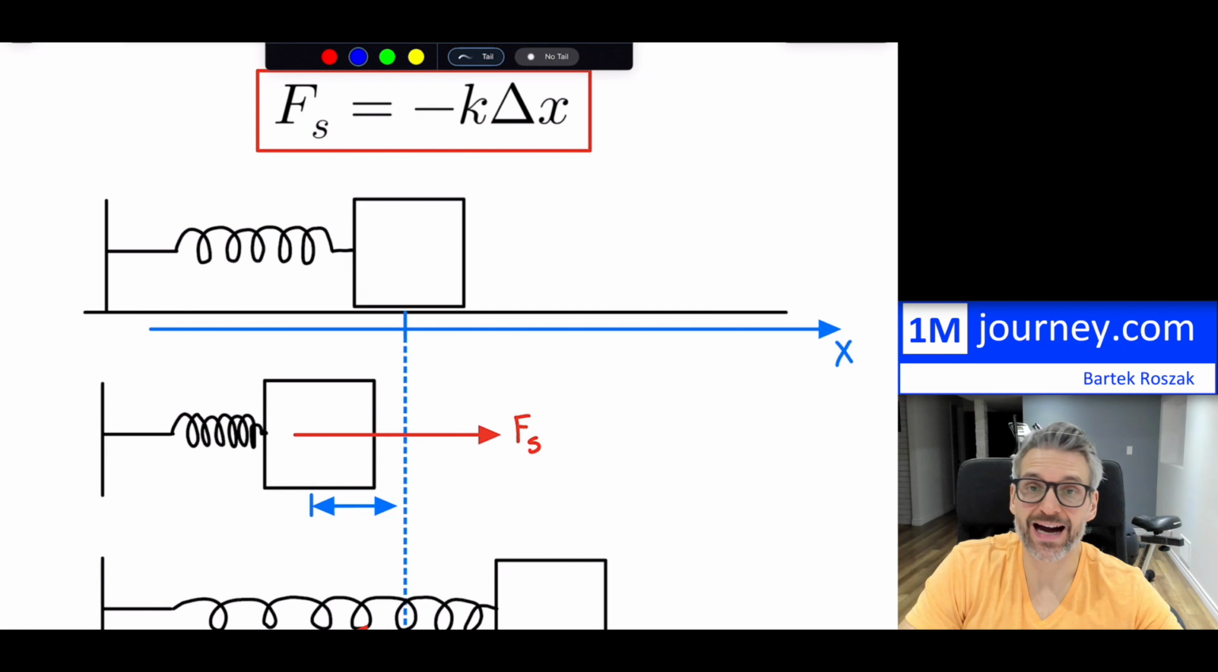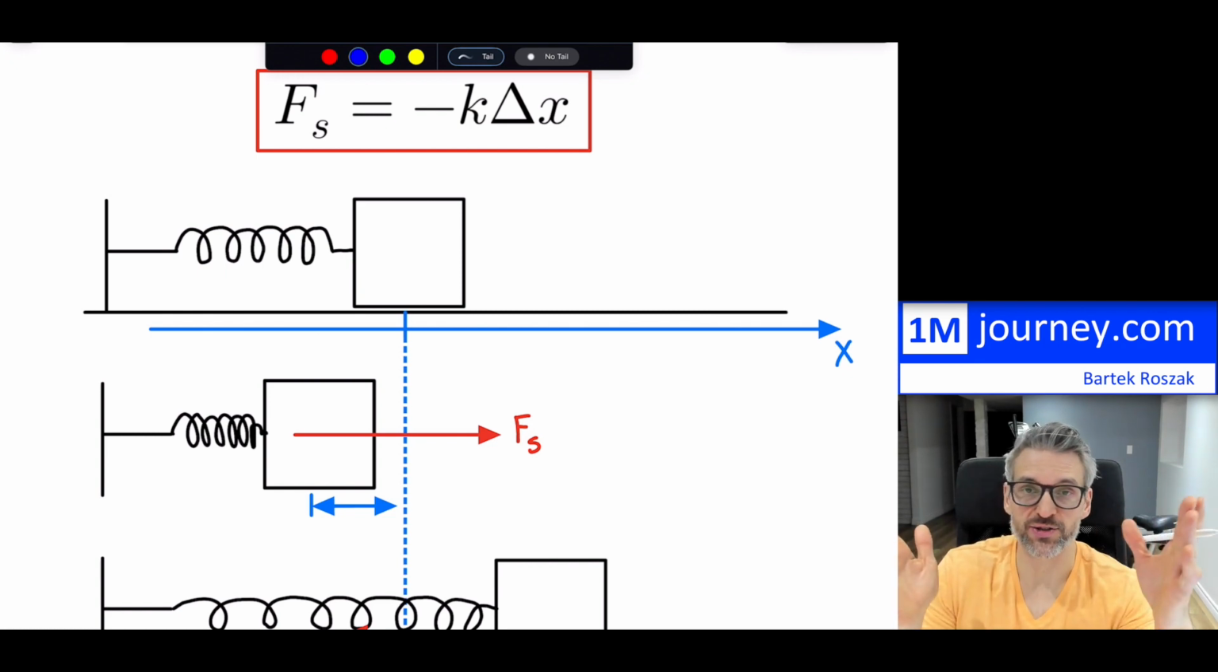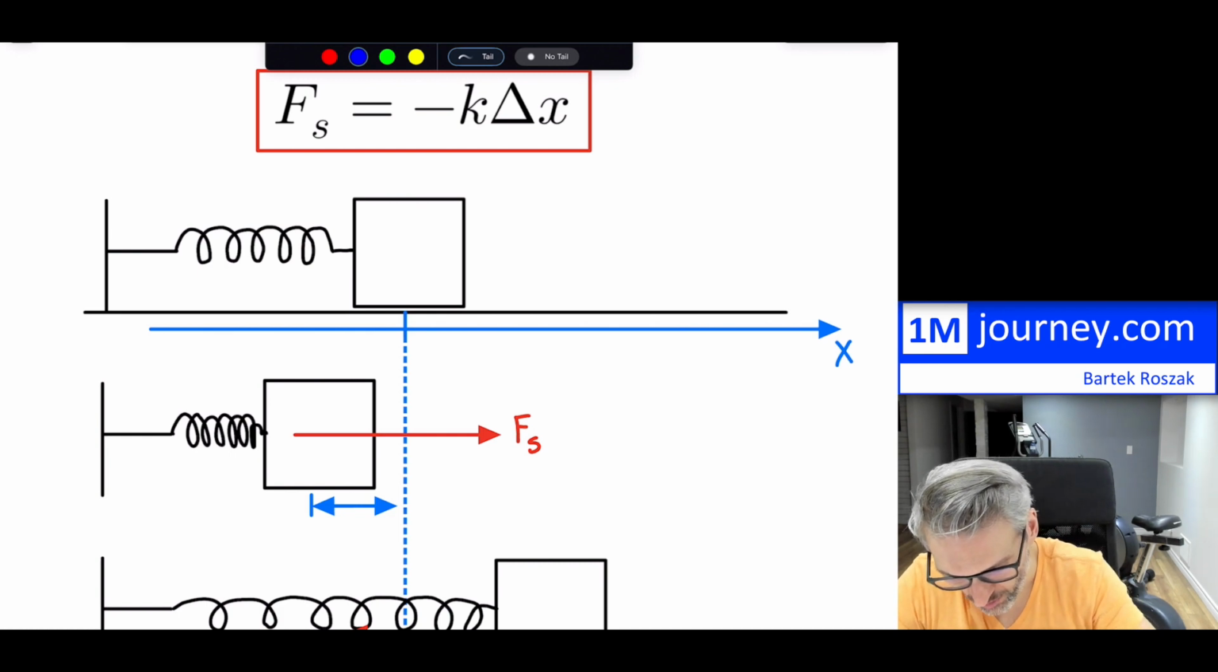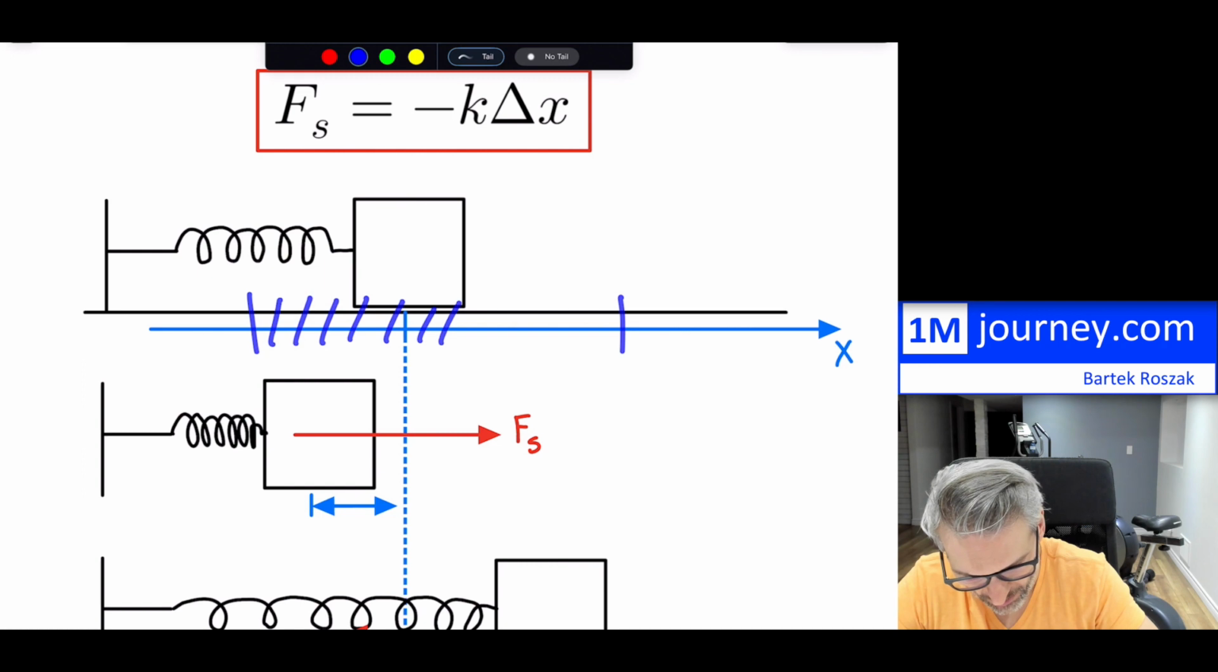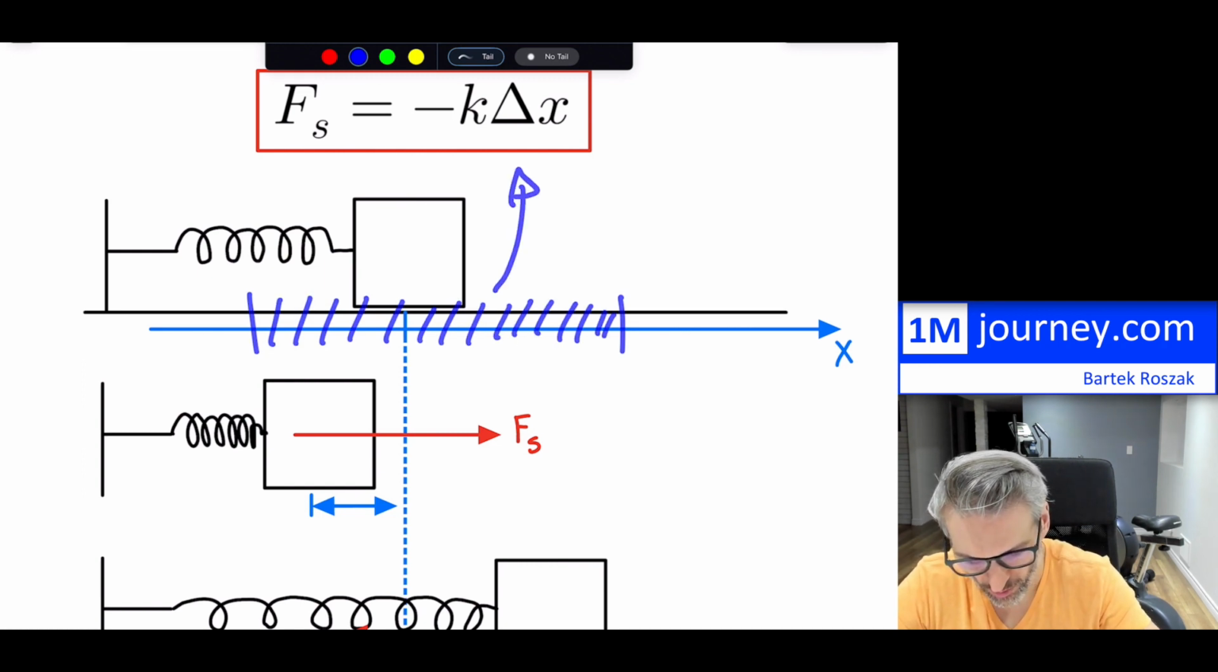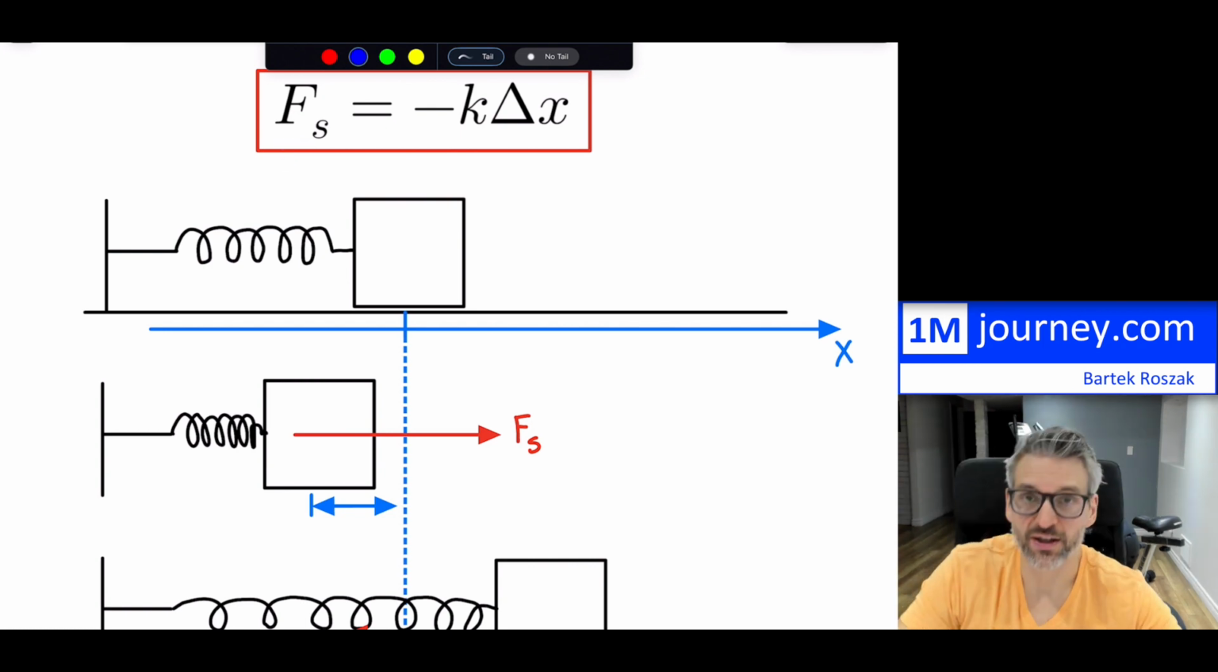Now this only acts for a certain range for a spring. Typically there will be some kind of a range within which, if you're compressing or expanding the actual spring, this relationship will hold, and it tells you what the force will be.